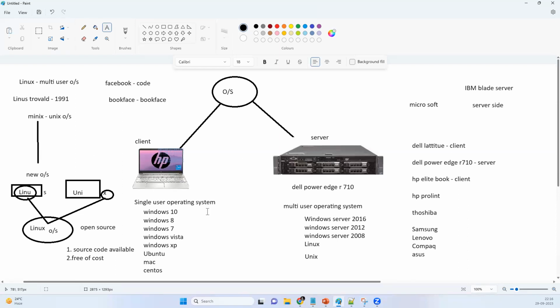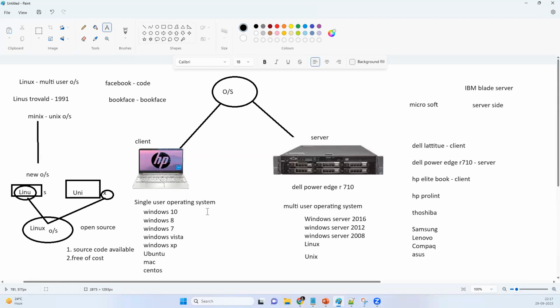Now you understood, right? OS can be divided into two types: single user operating system and multi-user operating system. What is OS? OS is nothing but a mediator or interface between user and computer. The user doesn't know the hardware language, and the hardware doesn't know the English language, the user language. That's the reason we need a mediator who knows both languages. So OS knows both languages.